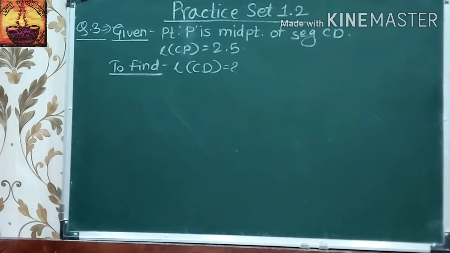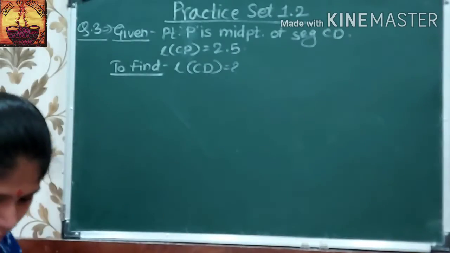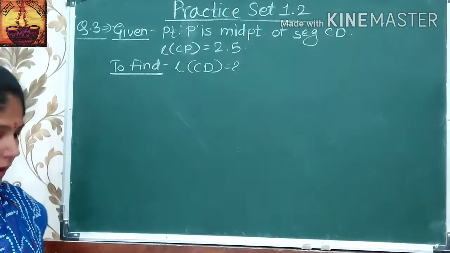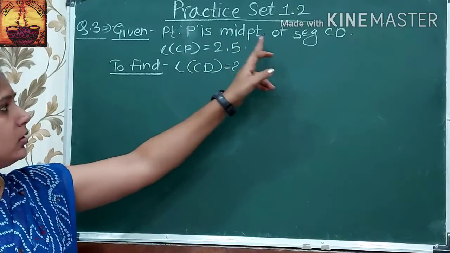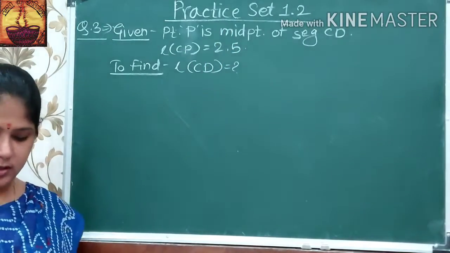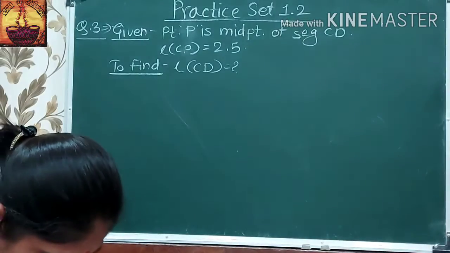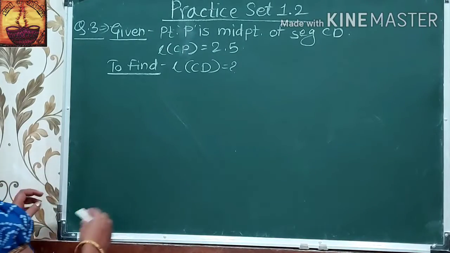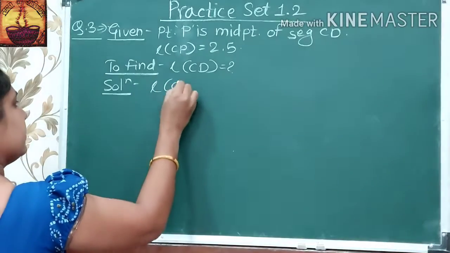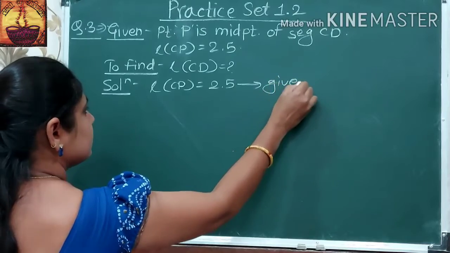Now question 3. Question 3 is also like question 2. Here question 3 is, point P is the midpoint of segment CD. Right, here in given, point P is midpoint of segment CD and length of CP is equal to 2.5. Then we have to find length CD. Now for calculating CD, first we write here solution. Length CP is equal to 2.5. It is given.